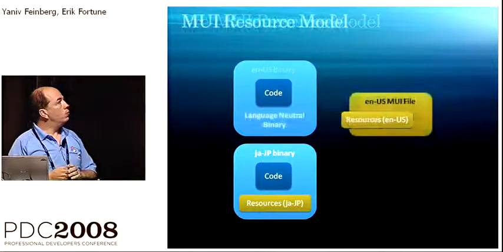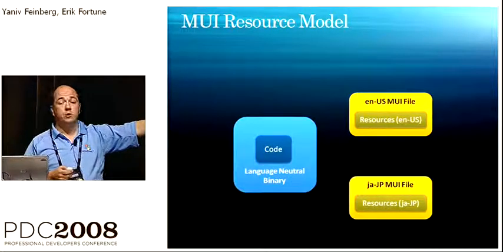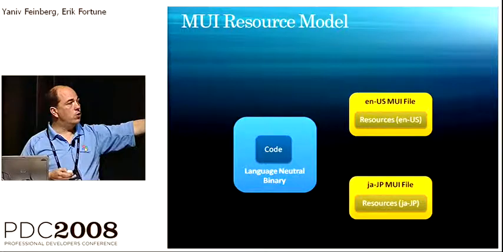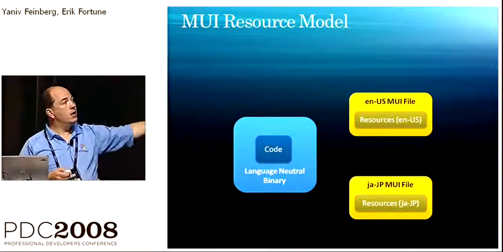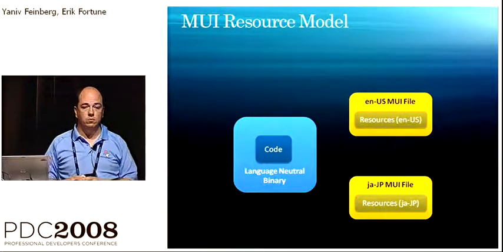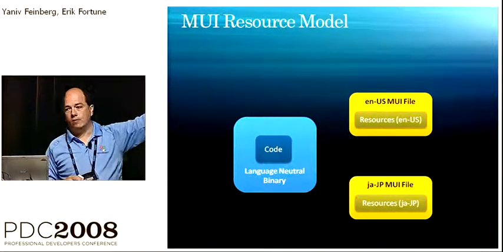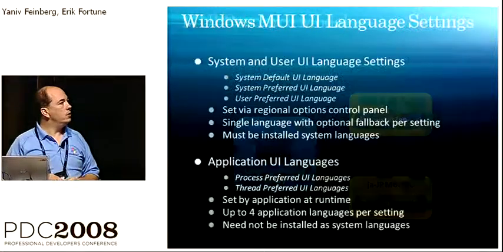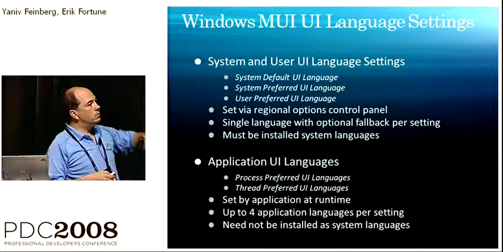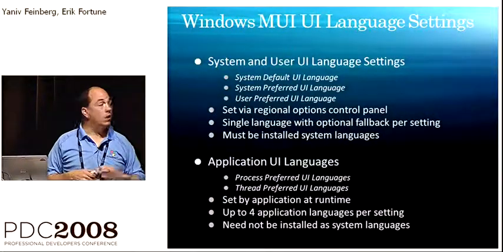So starting with MUI, those resources were pulled out into a separate MUI file, which is just an executable. And now we ship a single language-neutral binary that contains the code. It also contains language-neutral resources. And all the localizable resources are pulled out into separate files. Those can be added or removed at will. We can service the main file without affecting the satellite files and vice versa. So when people think of the term MUI, they generally think of the satellite resource model.